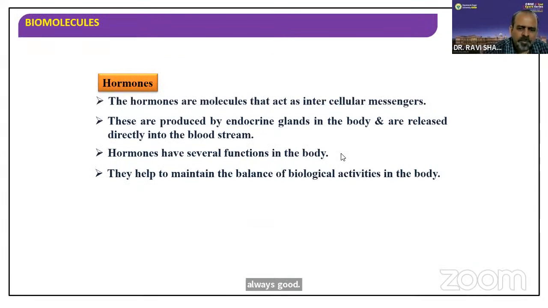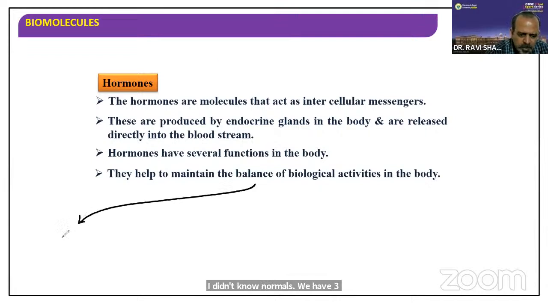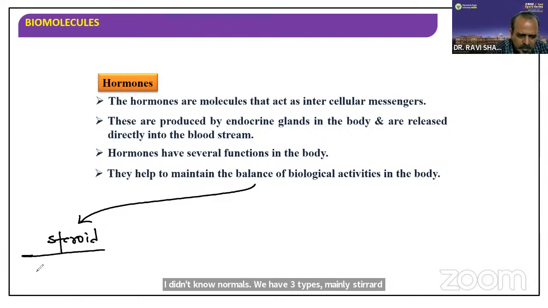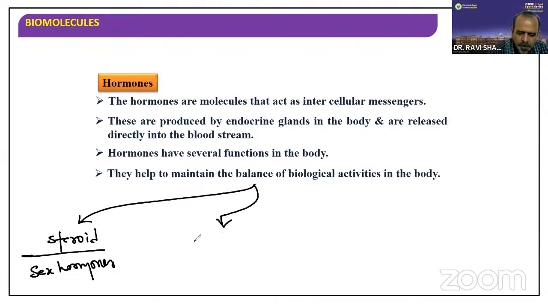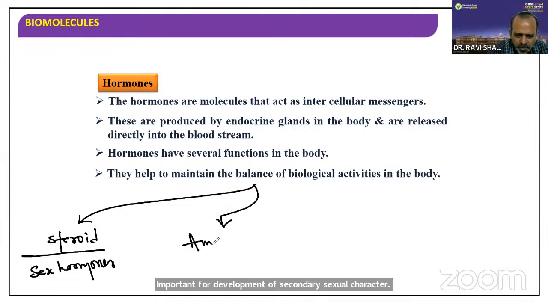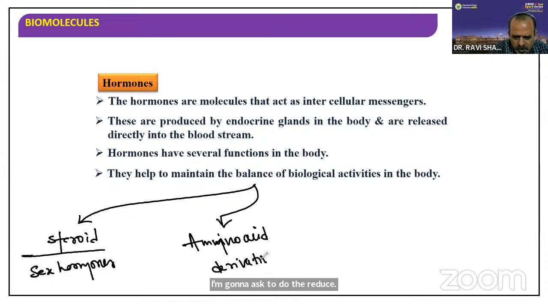And in hormones, we have 3 types, mainly steroid hormones. Steroid hormones are mainly sex hormones. All sex hormones are steroid hormones. Important for development of secondary sexual characters. Then we have amino acid derivatives. These are mainly thyroxine hormones called T3 and T4.